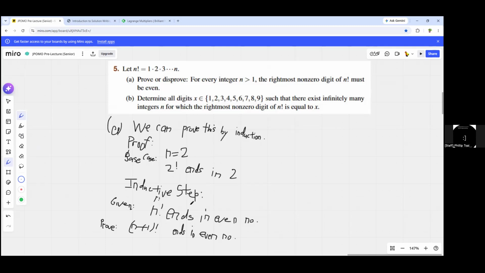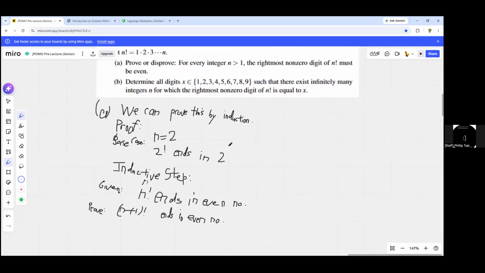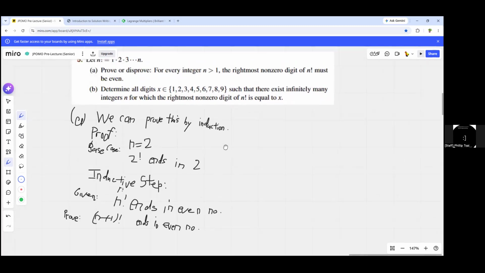So if you multiply by another number, you still get an even number, because an even number times anything is an even number. An even number times anything is still an even number, for this problem. So basically, that's the outline of our solution.